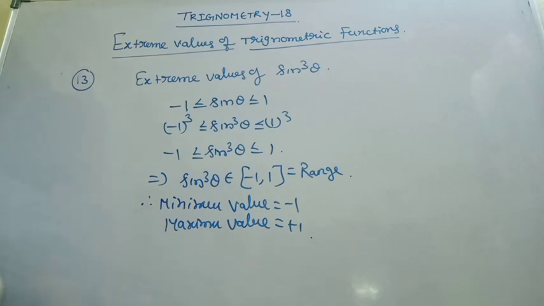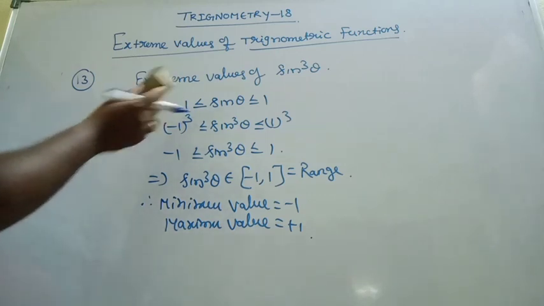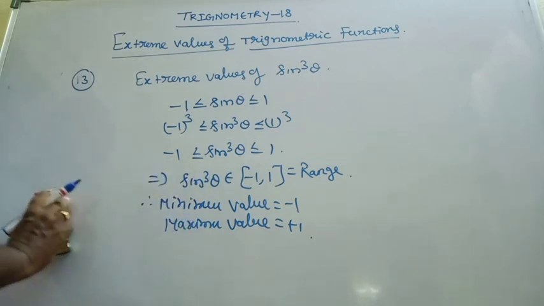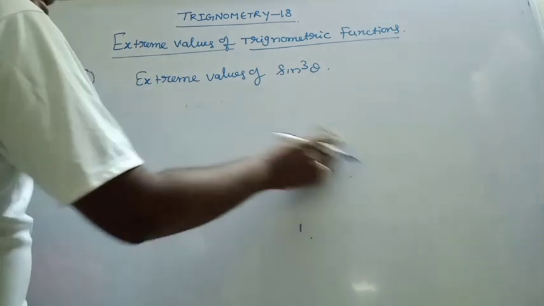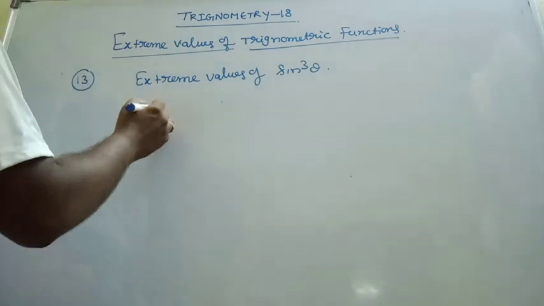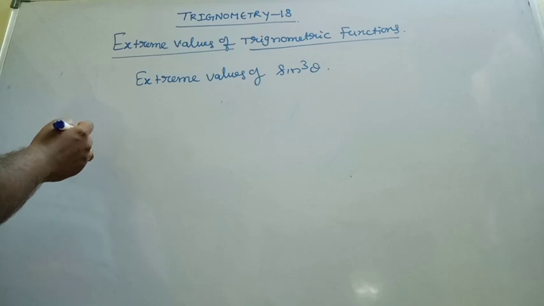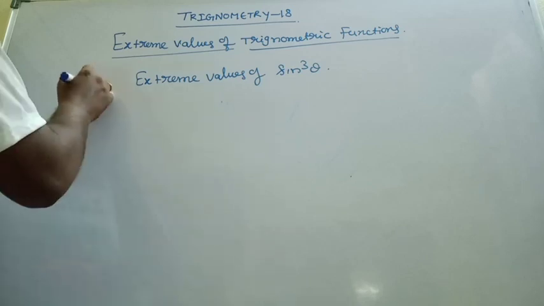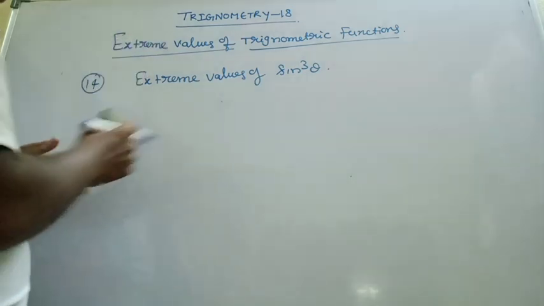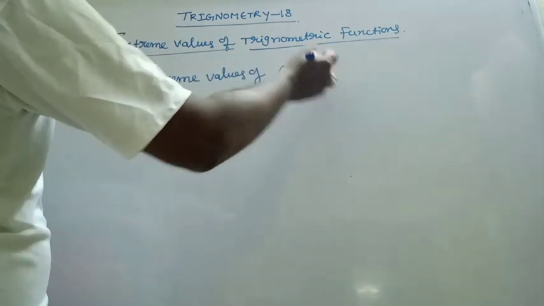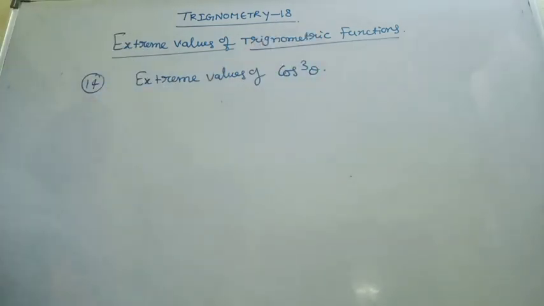Like that, we can now generalize the concepts. For extreme values of sine cube theta, we have got this. Now, if we generalize this fact, we are going to have the extreme values of something like 14. We are going to generalize after completing these. Similarly, for cos cube theta also we will do, and we will generalize these results.